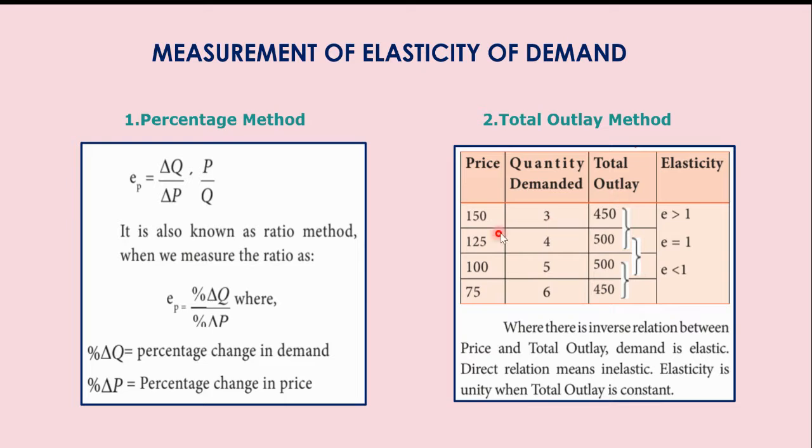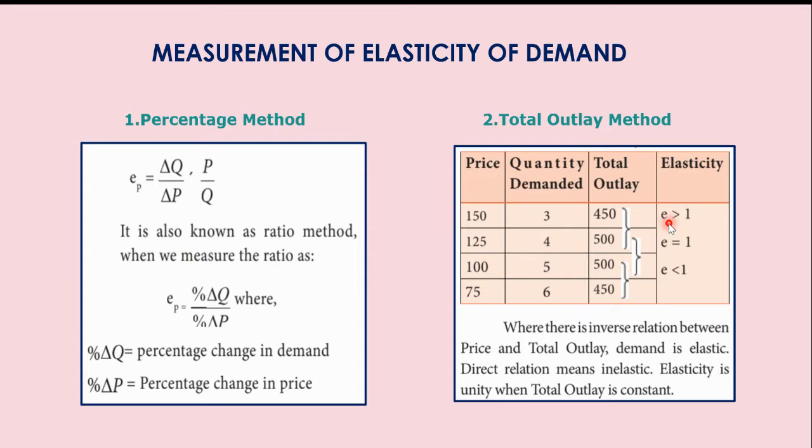So what is the total expenditure? When the price is 150, a person is buying 3 units. So the total expenditure is 450. When the price is 125, the person is buying more. He is buying 4. So the total outlay has changed from 450 to 500. Initially it was 450, now it is 500. That means there is an increase in the expenditure.